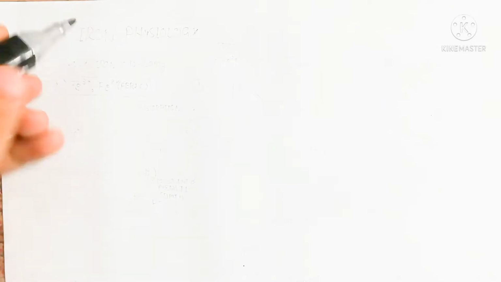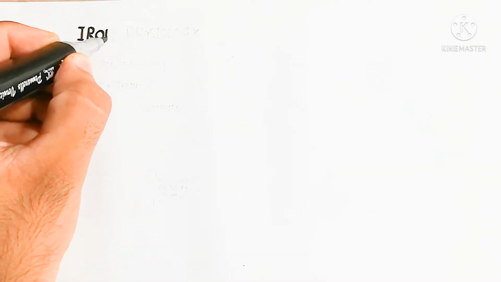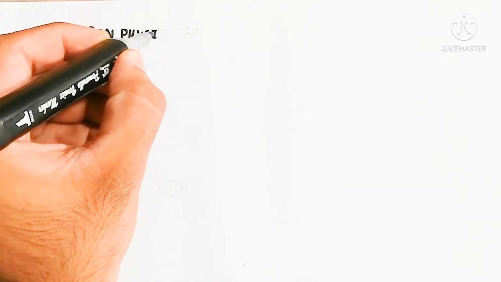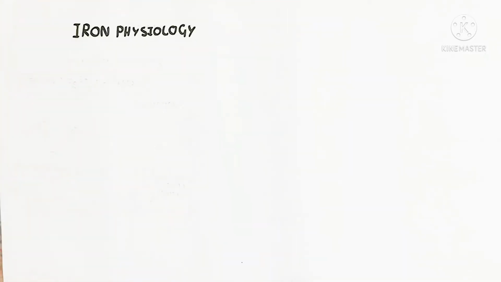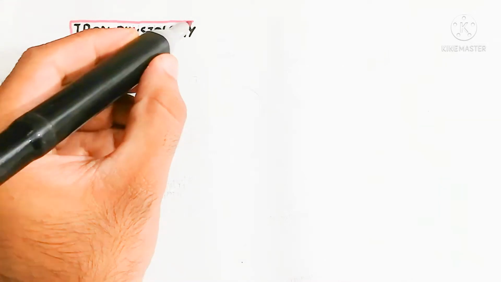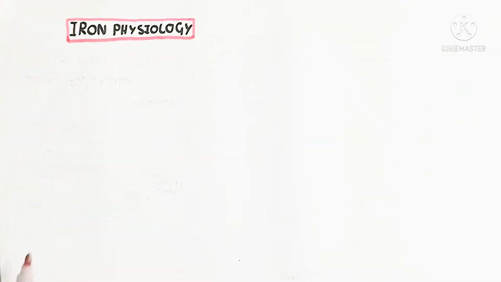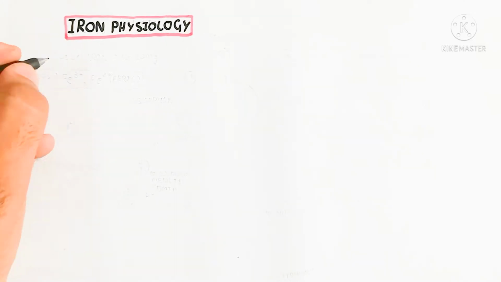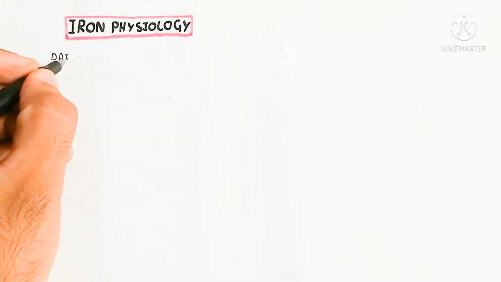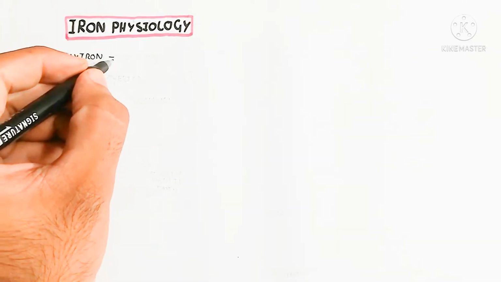Hello, in this video we will discuss iron physiology. We will understand the overview of iron physiology and discuss the function of iron. Iron is very important in our body, and the daily iron requirement is 10 to 20 milligrams.